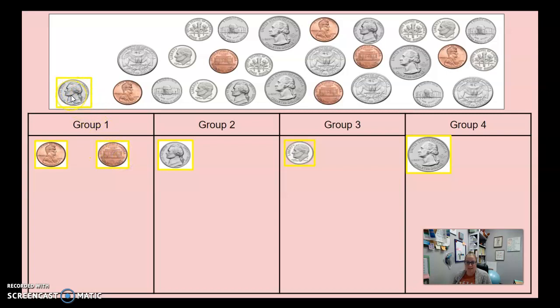Ooh, this is a head side, so I can just match it. Where's it going to go? Show me with your fingers. 1, 2, 3, or 4? Oh, I hope you said 2.